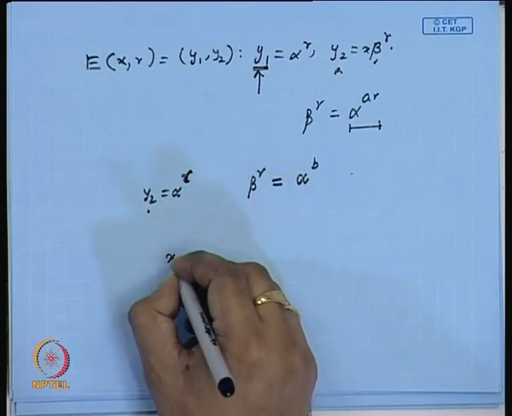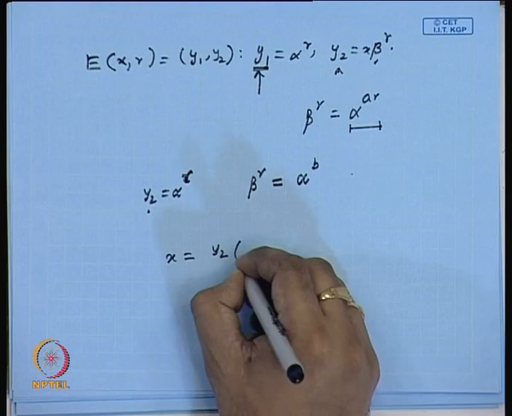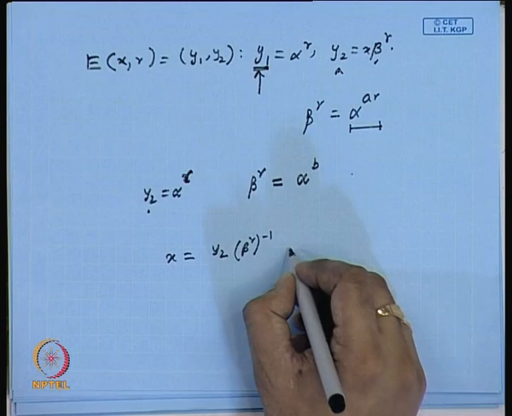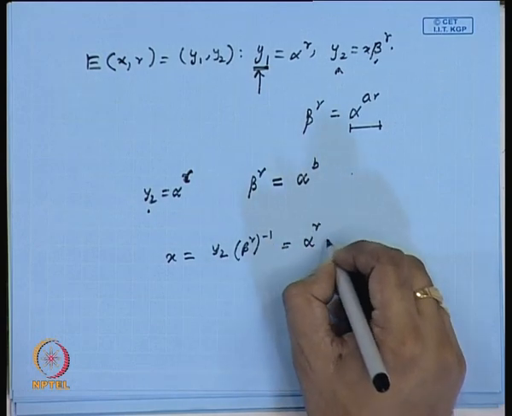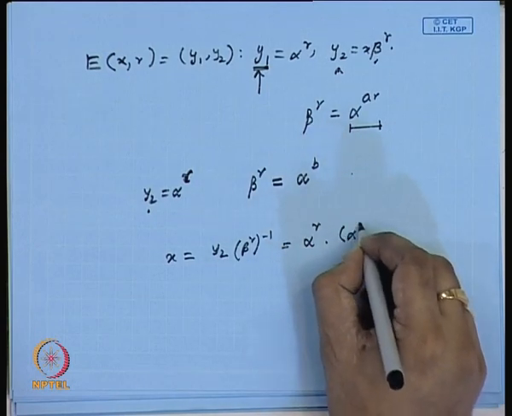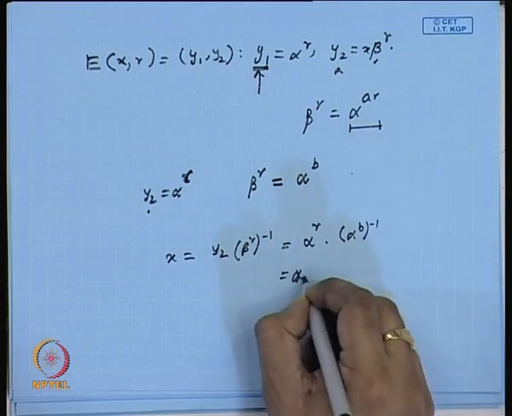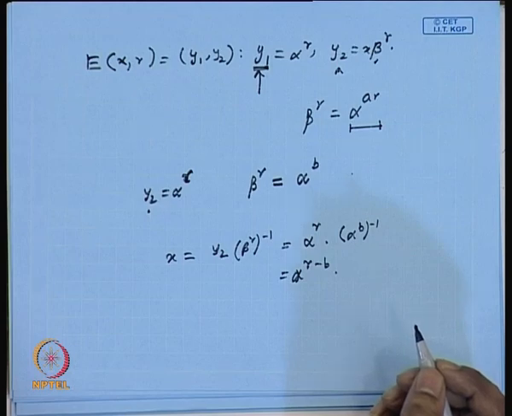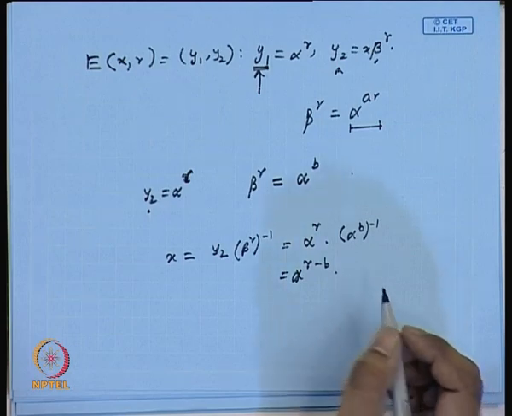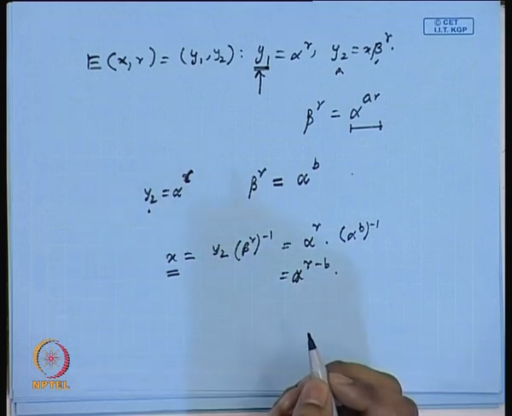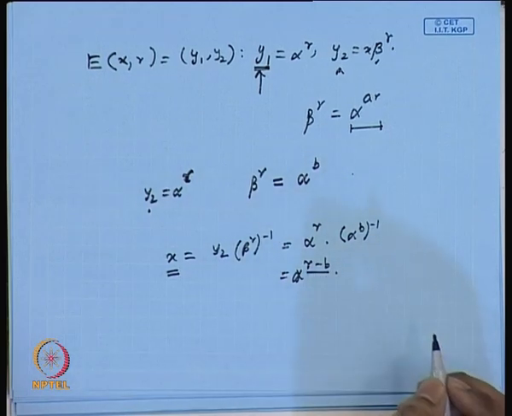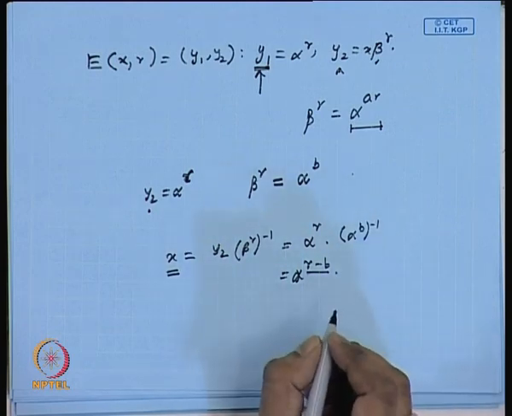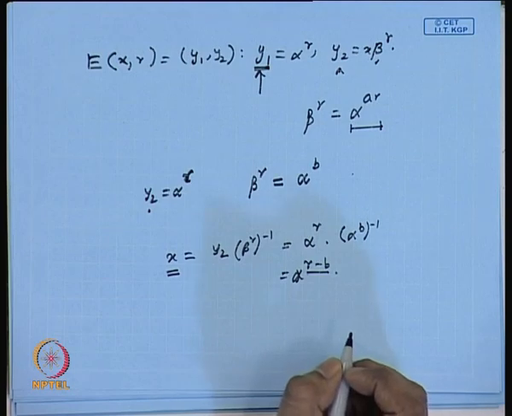And what is x? x is nothing but y2 multiplied with the inverse of beta. Now, y2 is alpha power of r multiplied with the inverse of alpha power of b. So, that is equal to alpha power of r minus b, yes or no? So, now you see that if x is a quadratic residue, then r minus b has to be even, which means that either both r and b are odd or both r and b are even.